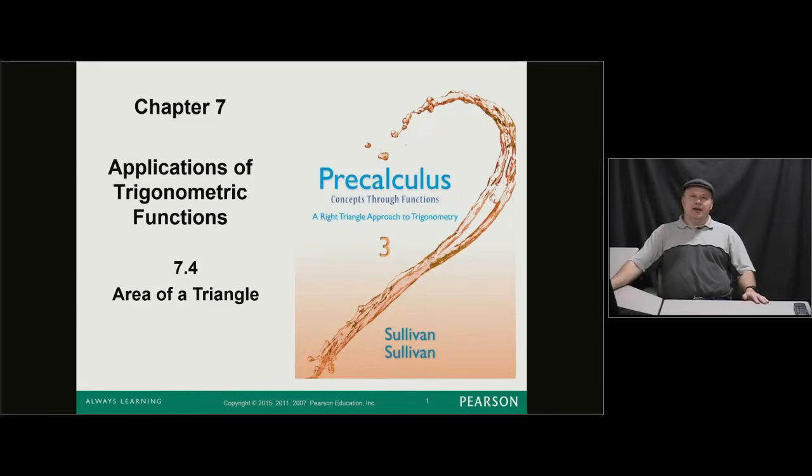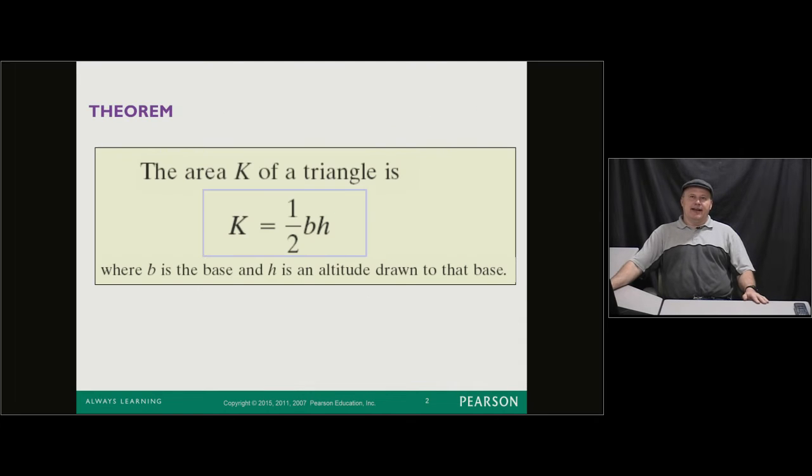In this discussion, we'll be talking about the area of a triangle. When you first look at this, you're like, well, we've seen this before in high school or prior to that. It's the area of a triangle. That's geometry, and this is what you're used to seeing. The area K of a triangle is 1/2 base times height, where B is the base and H is the height, or what we call the altitude, drawn to the base.